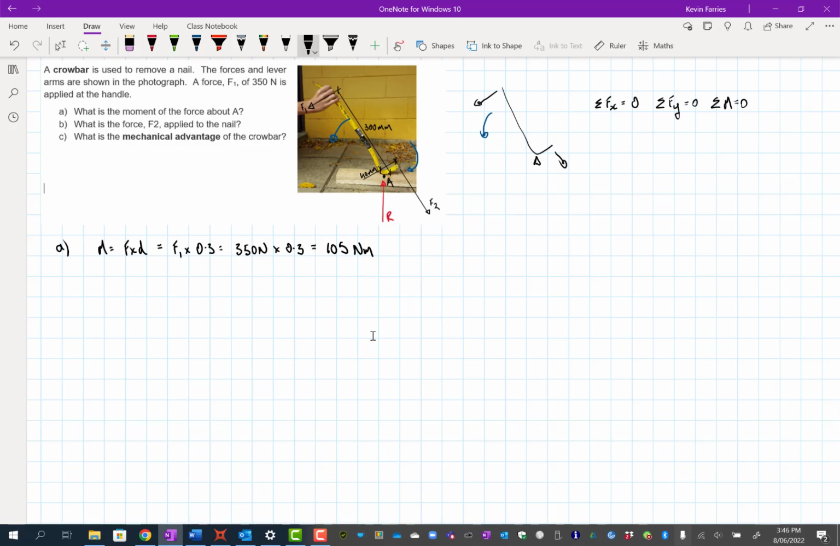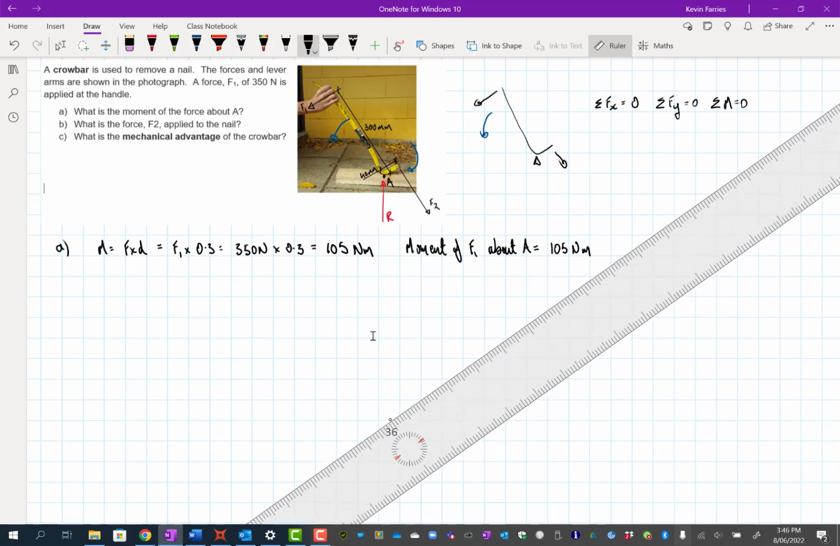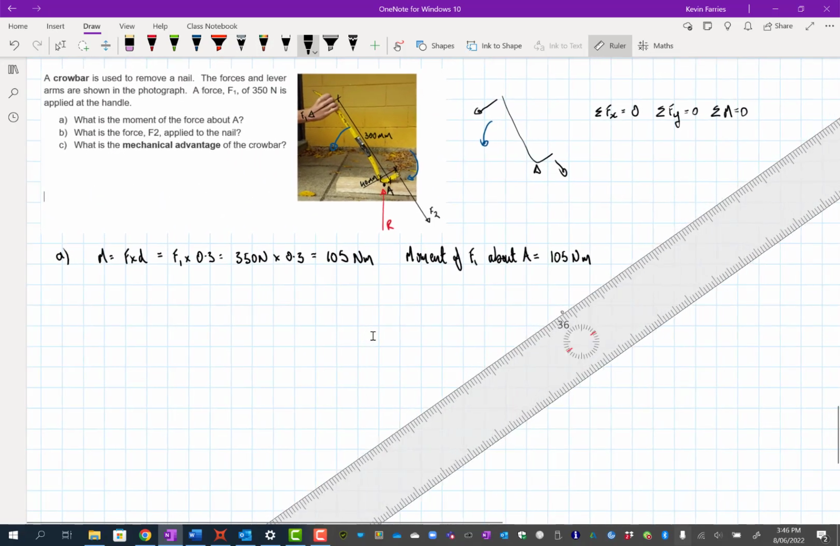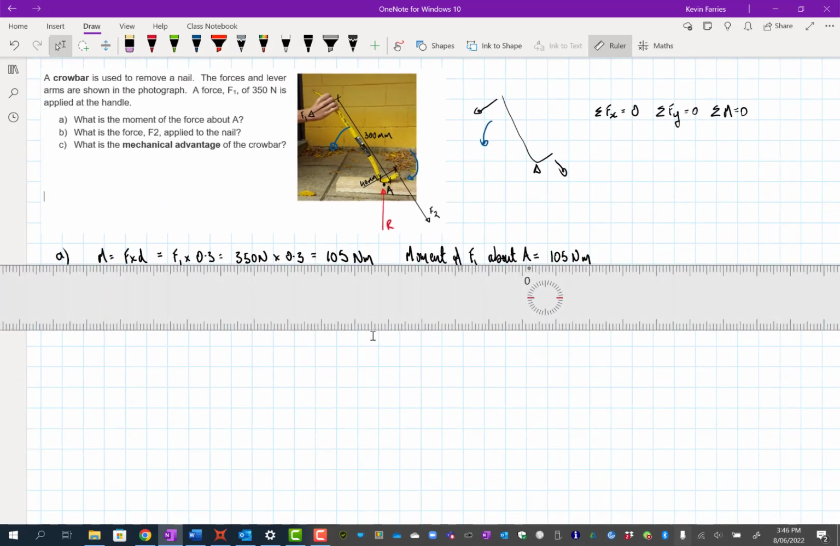So where am I going to write it? I'm going to write it along here. Moment of F1 about A equals 105 Newton meters. Sorry about that, I can underline it.